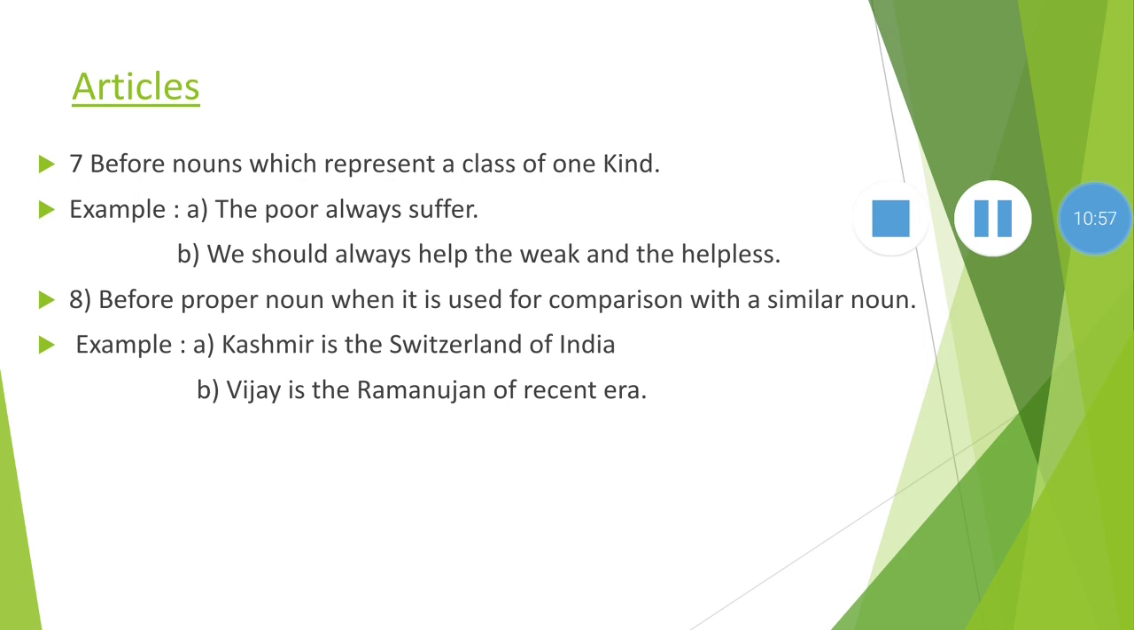Vijay is the Ramanujan of recent area. In this example, we also comparing the qualities of Vijay to the Ramanujan. Okay. Also, we say he is the Sachin of our class. Though Sachin is the best cricketer, so we are comparing the student's quality with the Sachin. Okay, means he is a personal noun, personal pronoun. But though we compare with the Sachin, that's why we say he is the Sachin of our class.